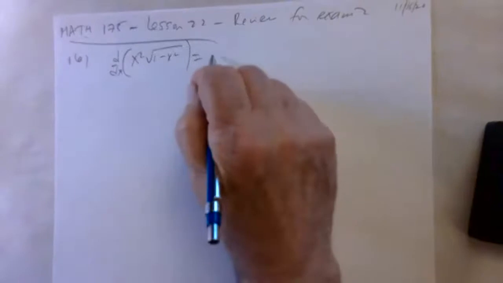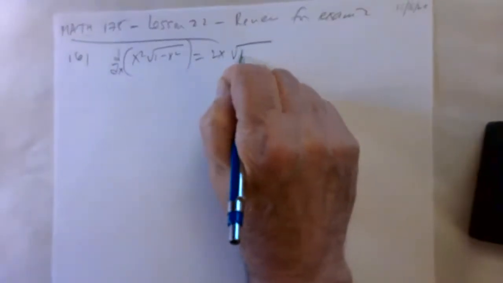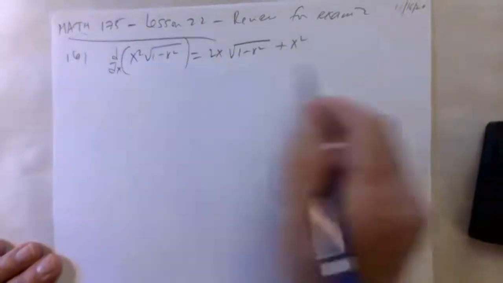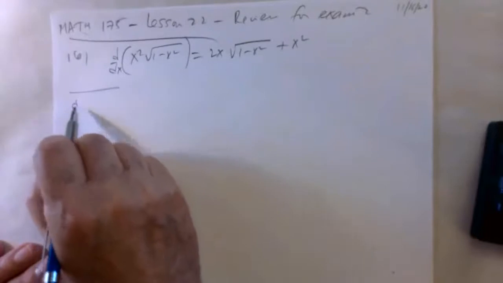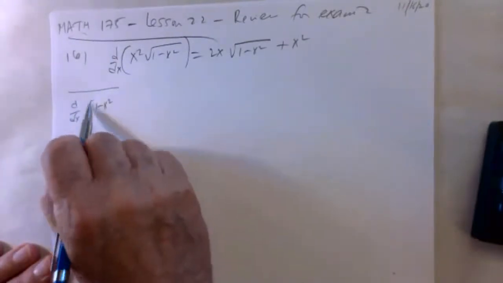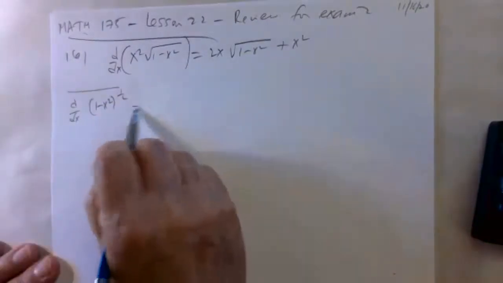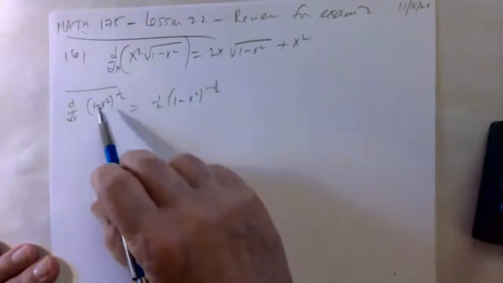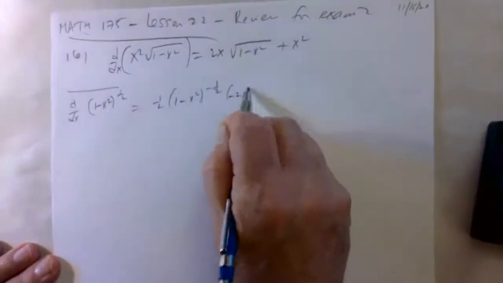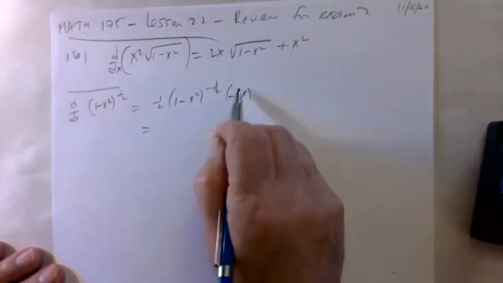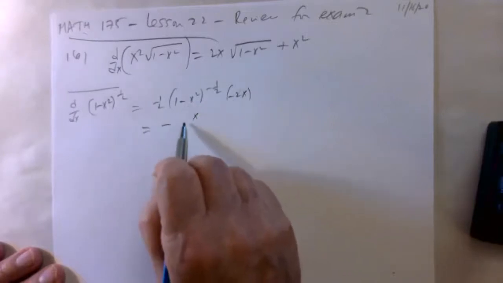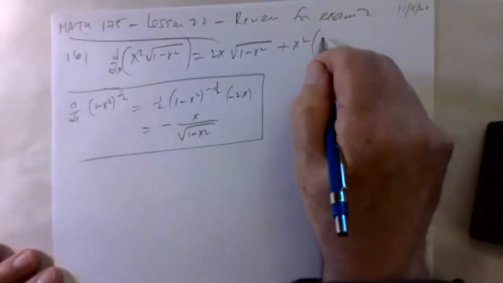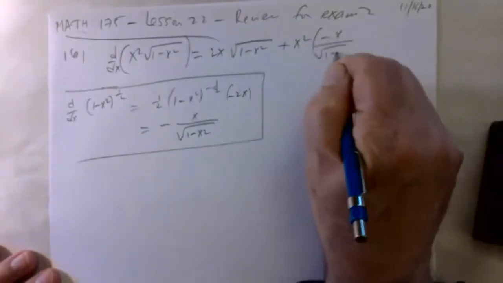By the product rule, that's the derivative of x squared times the square root of 1 minus x squared plus x squared times the derivative of the square root of 1 minus x squared. Let's do this a little bit on the side. The derivative of the square root of 1 minus x squared is 1 minus x squared to the 1/2. So that's 1/2, 1 minus x squared to the 1/2 minus 1, which is a minus 1/2, times the derivative of minus x squared, which is minus 2x. So the 2's cancel. We have minus x over the square root of 1 minus x squared. That's what goes here.